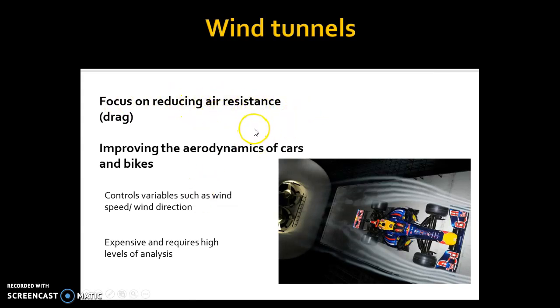So when we talked about whichever direction you're going, the air resistance will come back the other way. It's looking at the shape of the car, the shape of a cycle helmet, trying to make it as aerodynamic as possible, so it reduces the amount of air resistance. And it really allows people to control variables such as wind speed and wind direction, but it's expensive, and it requires very high and expert levels of analysis. So again, the expense is always the downside to these technological advances.